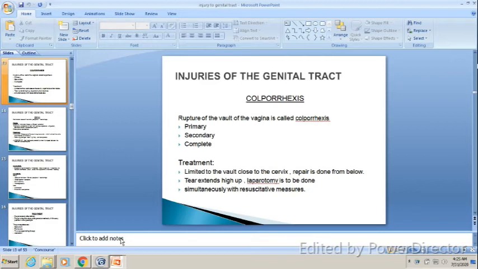Because where it is injured, as I told you, is the part where the cervix and the posterior vaginal wall meet. So when you do laparotomy, you can separate the bladder from the uterus from above, and you can see the tear from above. In that case, you do laparotomy simultaneously with resuscitative measures, because the bleeding is so high the patient may collapse and go into shock.